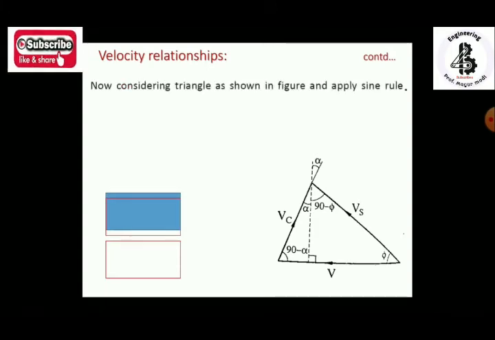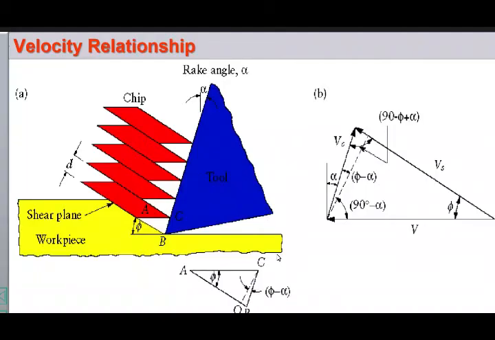Now we discuss the velocity relation. Now we consider the triangle as shown in the figure. In the velocity relationships, in the previous diagram you observe that different types of velocities act on the workpiece, on the tool and chip. The relationship of different velocities for orthogonal cutting is as shown in the figure. Vc is equal to velocity of the tool relative to the work, or the cutting velocity. Vf is equal to velocity of the chip flow relative to the tool, or chip flow velocity.